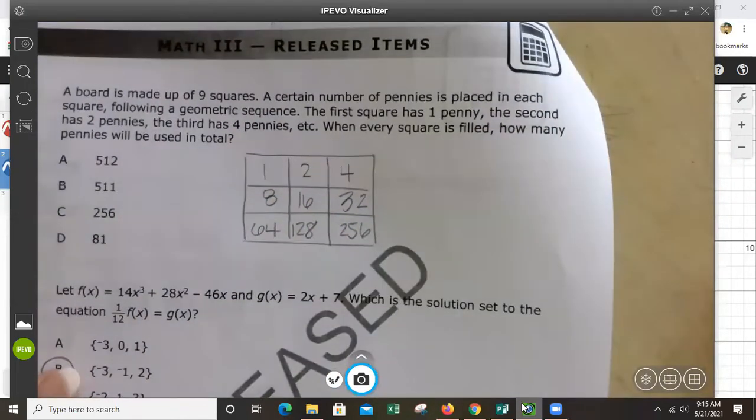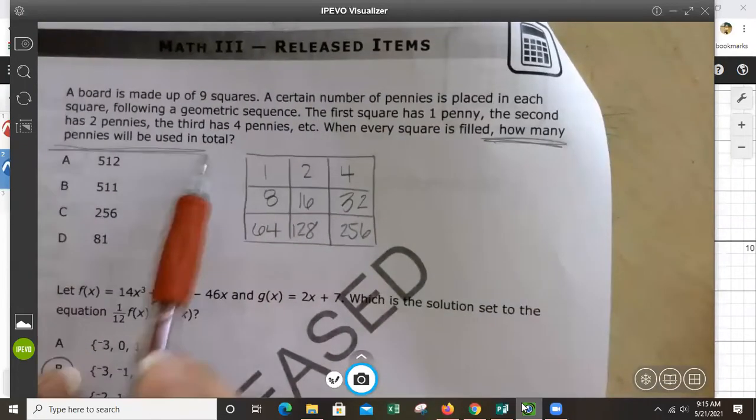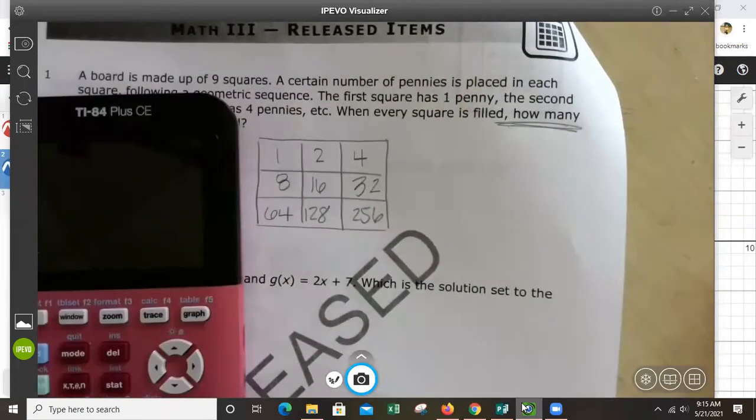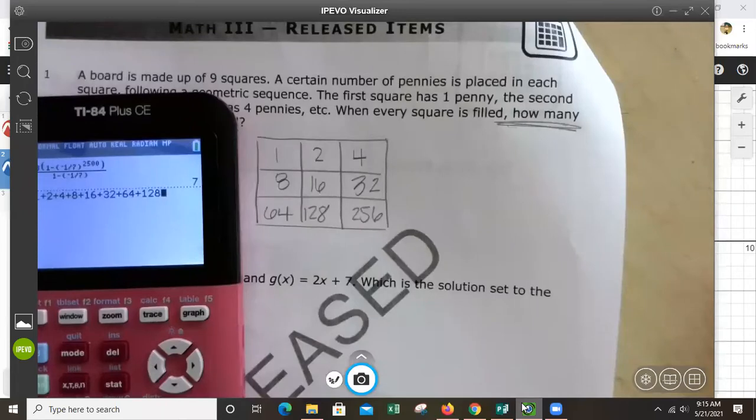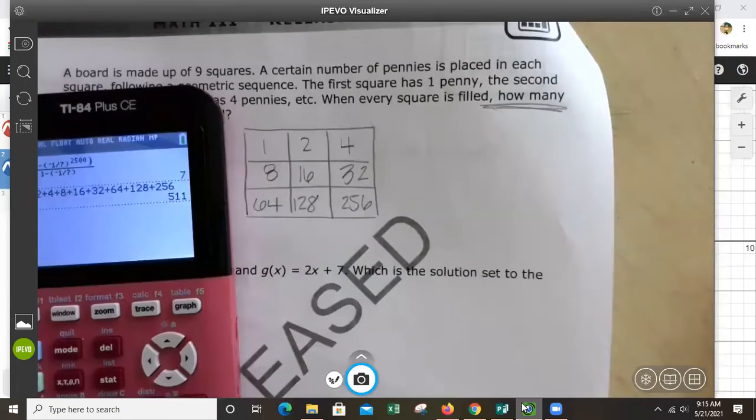Is everybody okay? What's it ask you though? How many pennies? So then we get our calculator. We add them. 1 plus 2 plus 4 plus 8 plus 16 plus 32 plus 64 plus 128 plus 256.